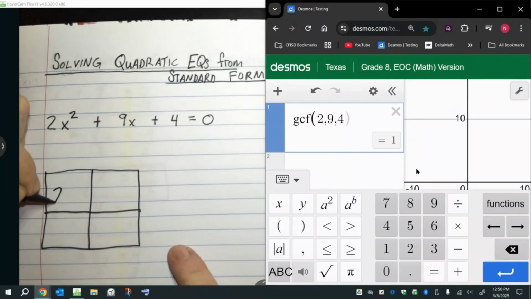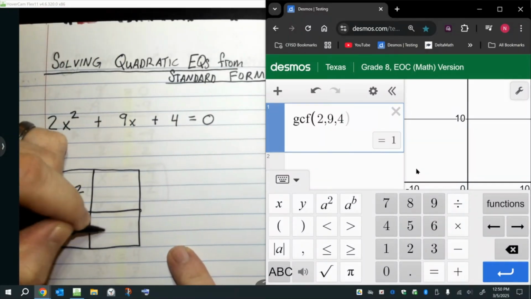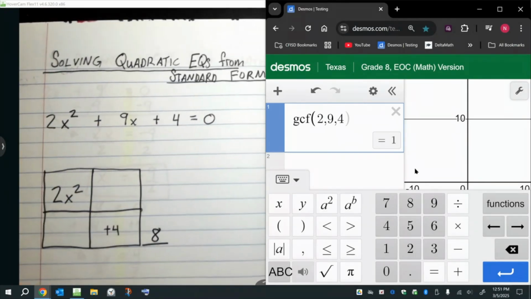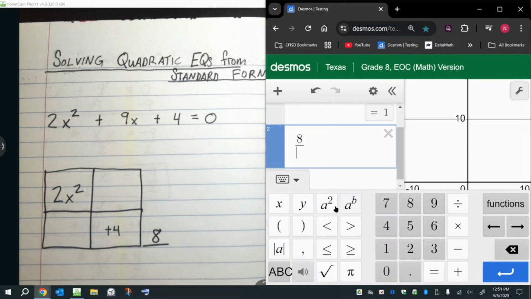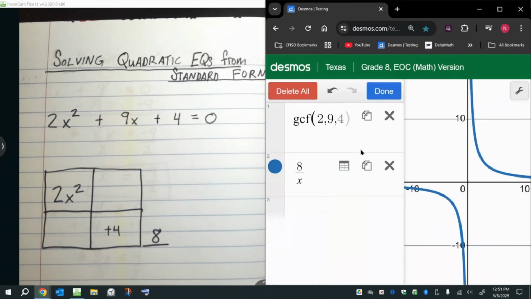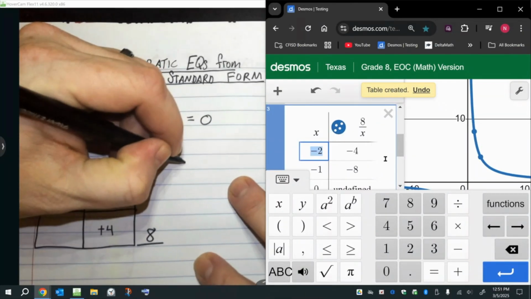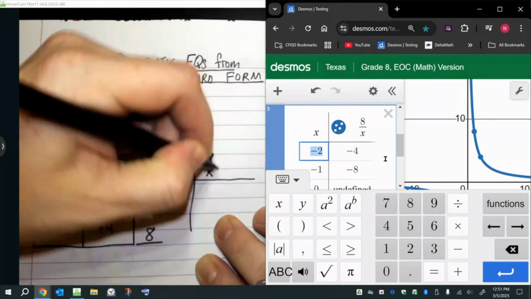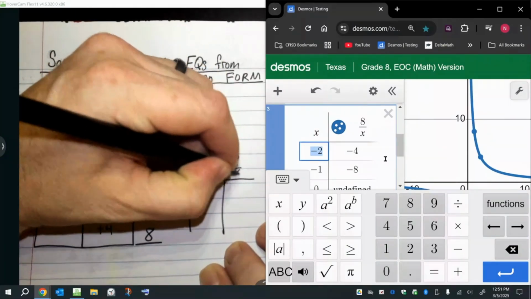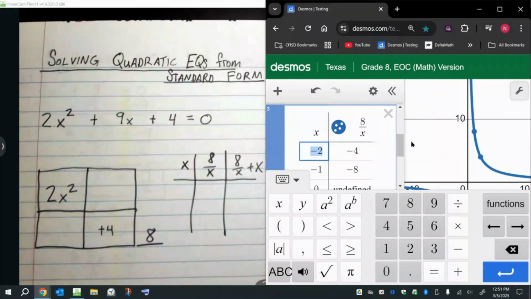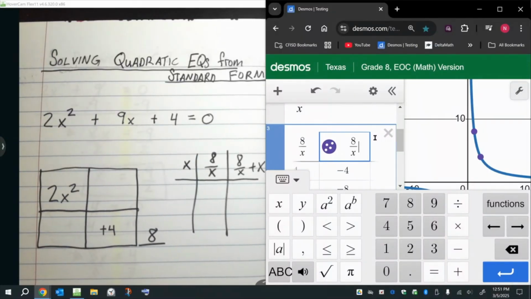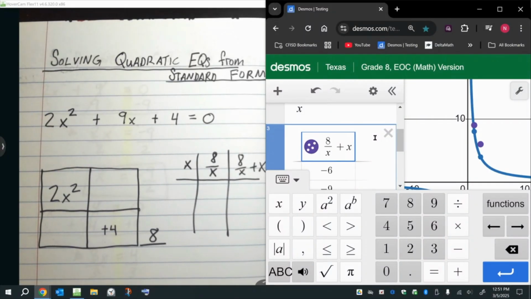I've got 2x squared in the first box, plus 4 in the last box. 2 times 4 is 8. So then I put 8 and divide it by x. Turn it to a table. So x, 8 divided by x. And then 8 divided by x plus x in the next column.